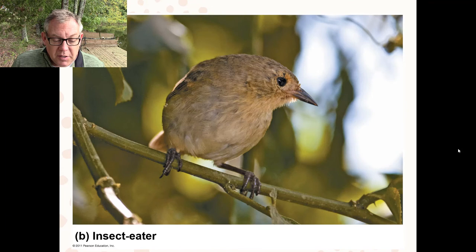But here's another finch that lives on a different island, and look at its beak. This island doesn't have cacti, but it's got a lot of insects. And this bird eats insects. And it's got a little beak that's very good. It's like a little pair of tweezers. It's very good for picking little insects, right? This beak is not good for eating cacti, just like the other beak is not good for catching insects.